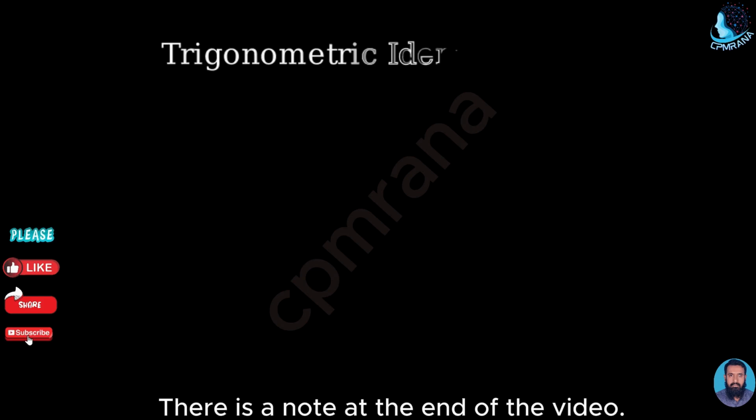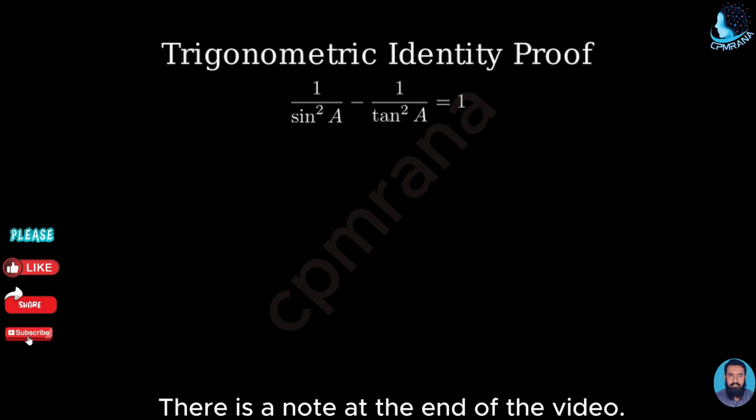Let's solve this trigonometric identity proof step by step. We need to prove that 1 over sine squared a minus 1 over tangent squared a equals 1. Before we begin, let's recall some important trigonometric identities that we'll need.